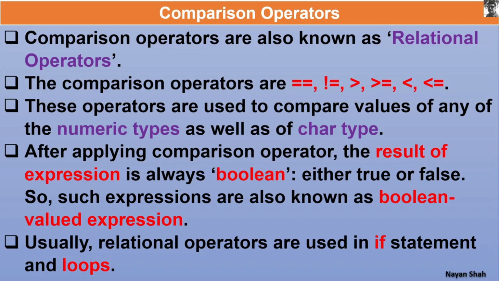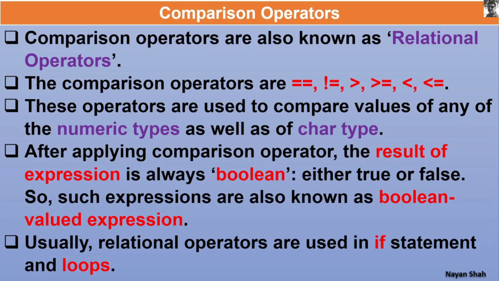While using comparison operator, the result of expression is always Boolean, and that you should know, because comparison means answer will be true or false. Mahesh is taller than Ramesh. Yes or no, true or false. There cannot be any other possible answer. So comparison operator when used in an expression, result will be always Boolean, that is either true or false. So such expressions are also known as Boolean valued expression. Wherever we are using comparison or relational operators, that expression is also known as Boolean valued expression.